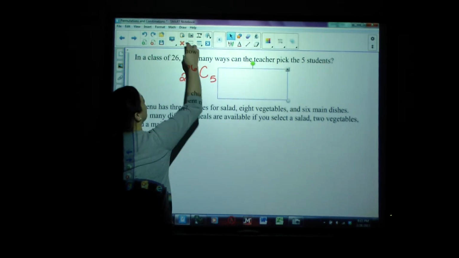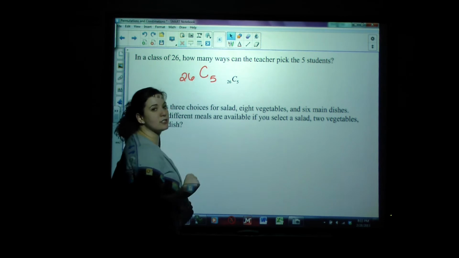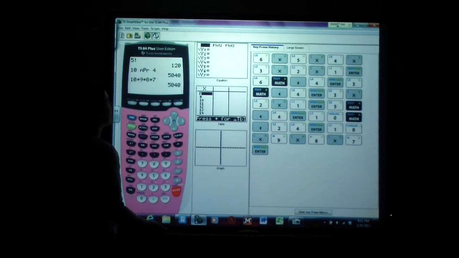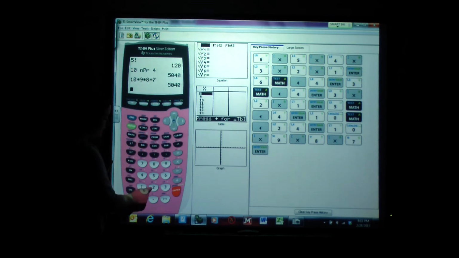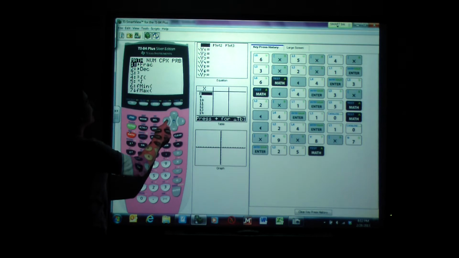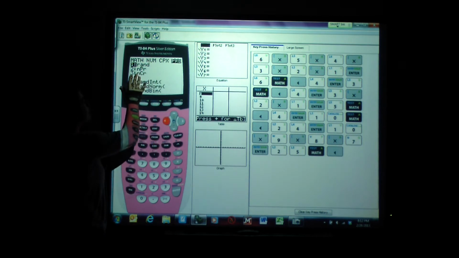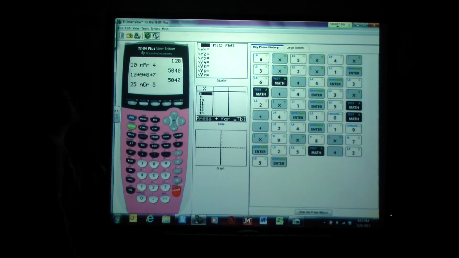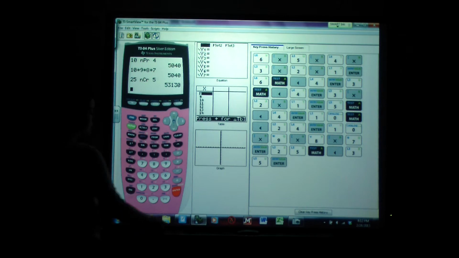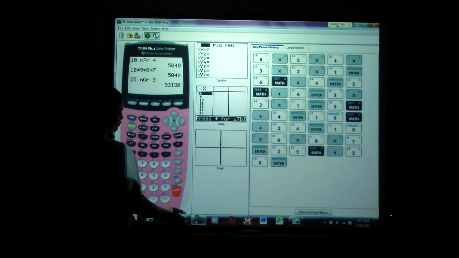I have this all typed out. 26 combinations of 5. And if we use our calculator, this is going to be found in the same spot that permutations are. So if we type in there's 25 total students, and I want to know how many different unique groups can I put together, we're going to be doing combinations of 5 students. How many groups of 5 can I make? Well, I can make 53,130 different groups.